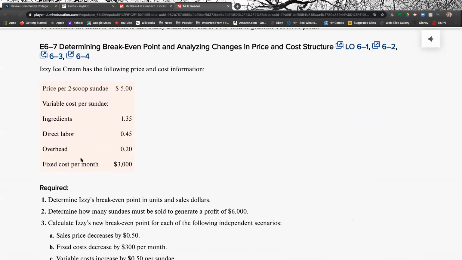The variable cost per sundae: $1.35 in ingredients, 45 cents in direct labor, 20 cents in overhead. So we would have to add those 3 things together to get the total variable cost. I think it comes out to $2, right? The fixed cost per month is $3,000. What's the break-even point in units and sales dollars?